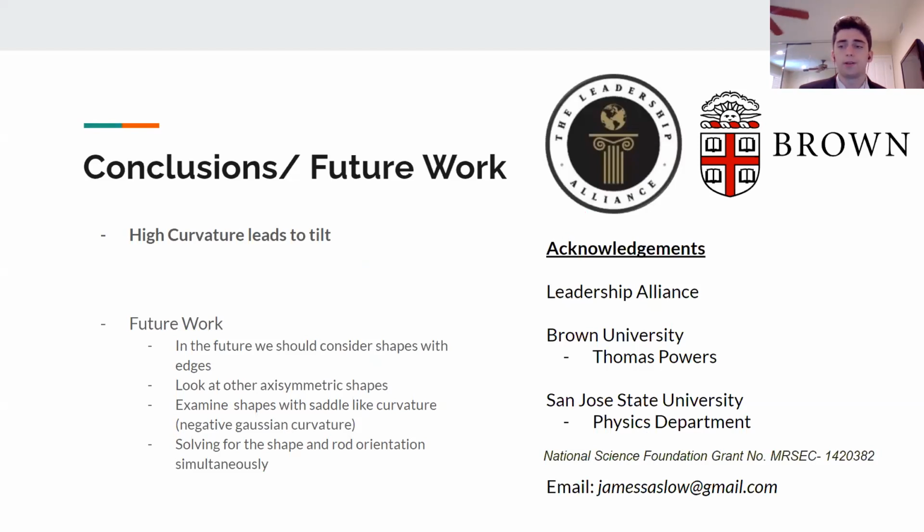In the future and limitations of this project, we should consider shapes with edges. A sphere is a nice shape that doesn't really have that. We should look at other axisymmetric shapes like the unduloid and the catenoid. We should examine shapes that have negative Gaussian curvature. For the sphere, for example, it's strictly positive Gaussian curvature. And we should try solving for the shape and rod orientation simultaneously. Although it's a harder computation to do, it would be good in backing this model.